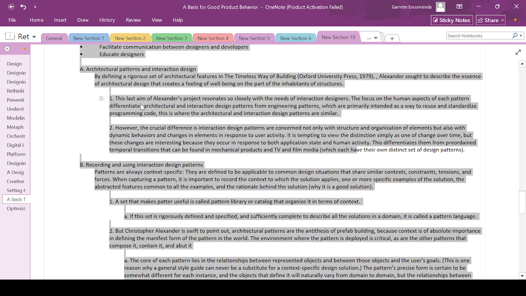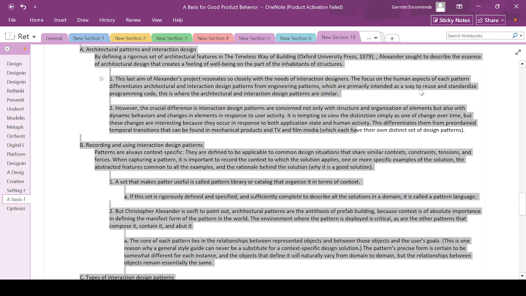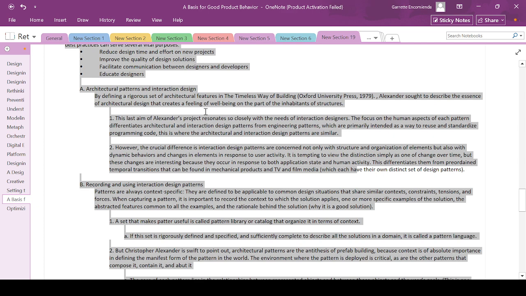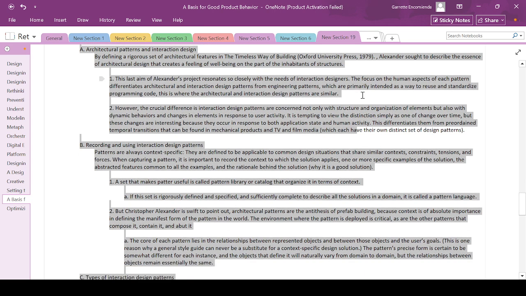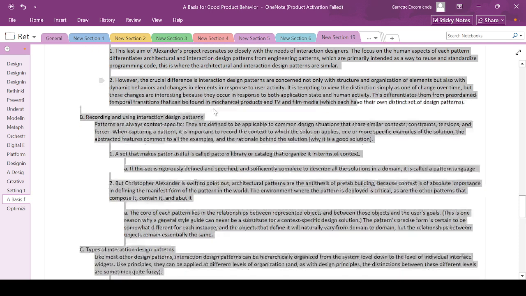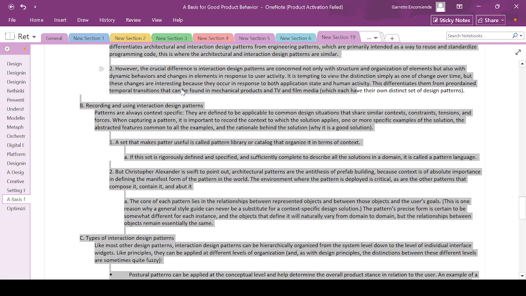This last aim of Alexander's project resonates so closely with the needs of interaction designers. The focus on the human aspects of each pattern differentiates architectural and interaction design patterns from engineering patterns. So the focus on the human aspects of these patterns, based on the inhabitants' well-being, is what separates it from just a logical engineering pattern, which is primarily intended as a way to reuse and standardize programming code. So this is where the architectural and interaction design patterns are similar.